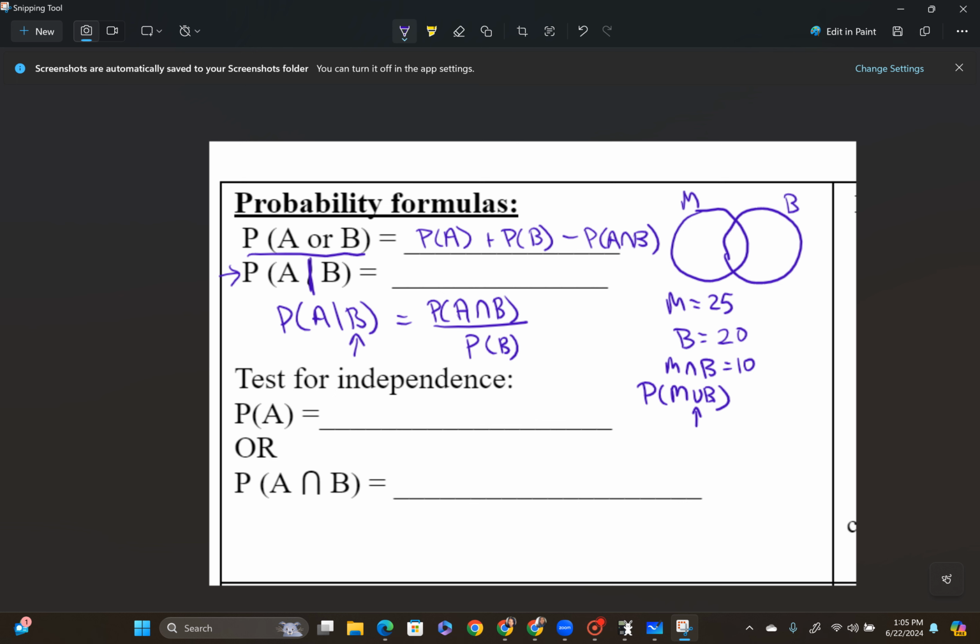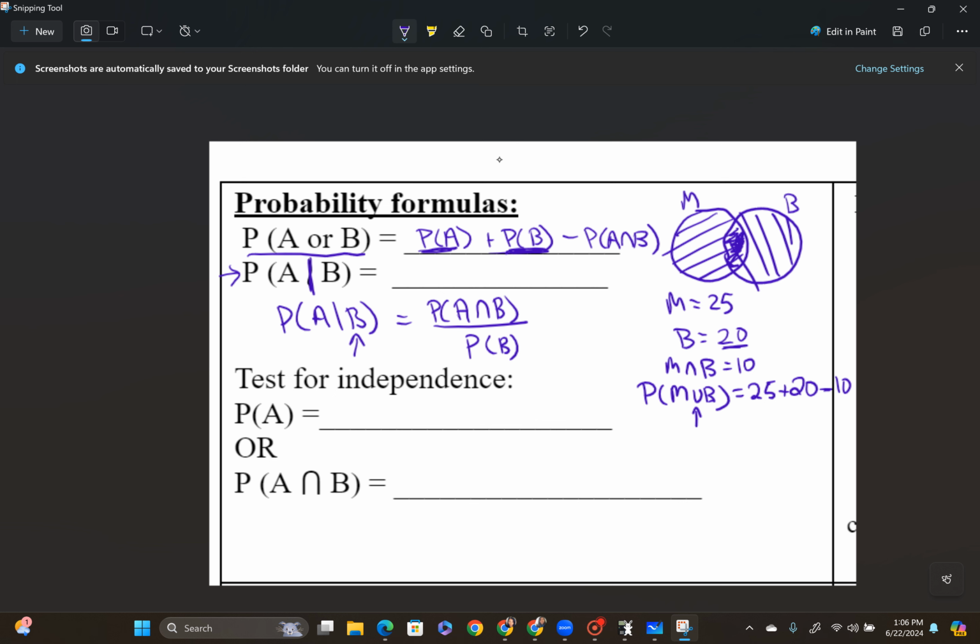I would take the probability of the first one, so 25 students are here altogether. So I'm going to do 25 plus the probability of B. My biology is 20, so there are 20 students in bio. But then I have to subtract the students. You see how these students right here are in both? They're double counted, so I have to subtract how many are in both. There are 10 in both.